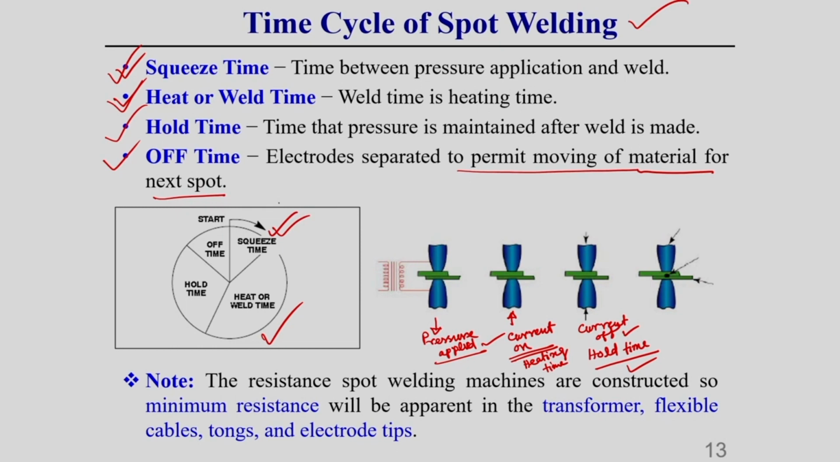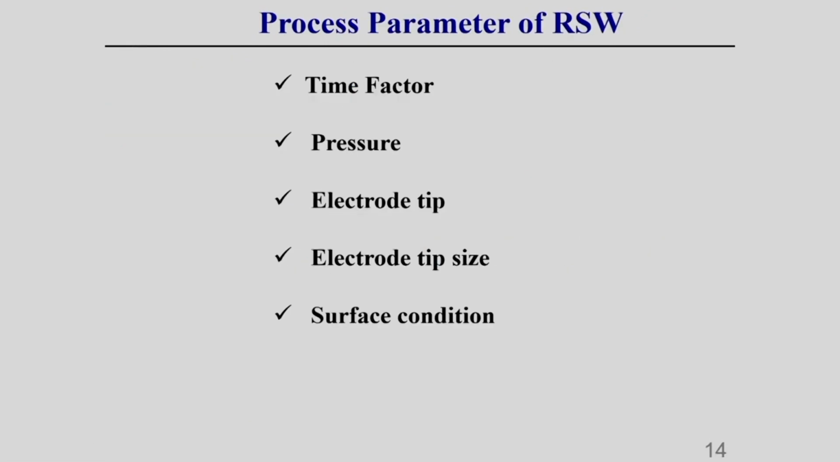These are the times, and how much proportion of time is involved in the resistance spot welding process I am showing here. You can observe this proportion clearly from this figure. Now, we will discuss the different types of process parameters generally used in the resistance spot welding process. The most important process parameters are time factor, pressure, electrode tip size, and surface condition.